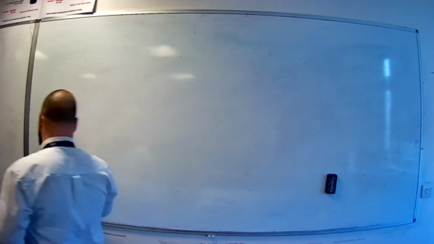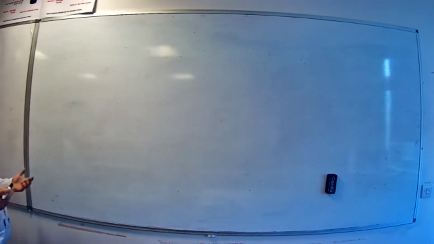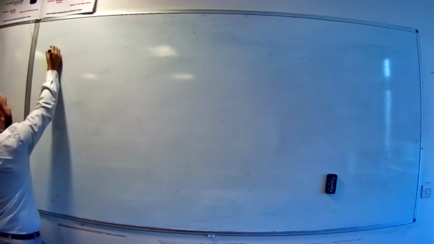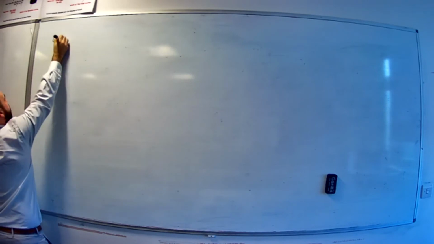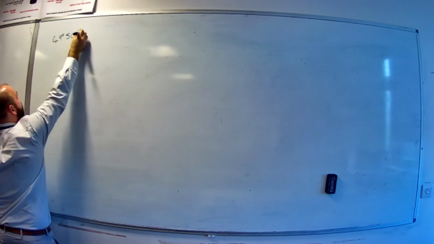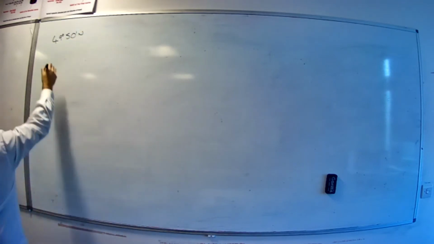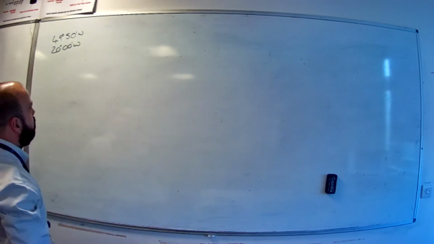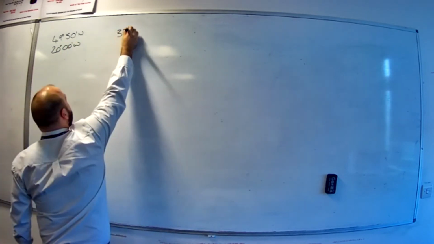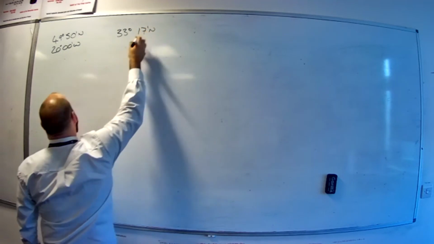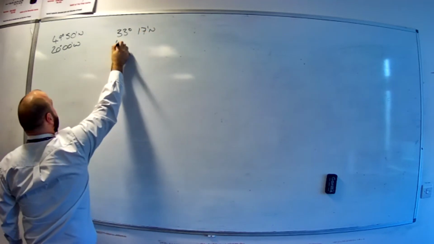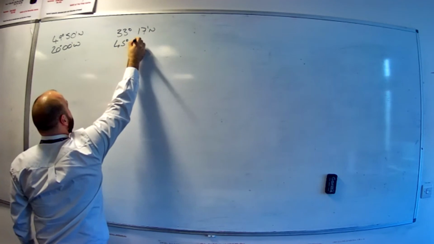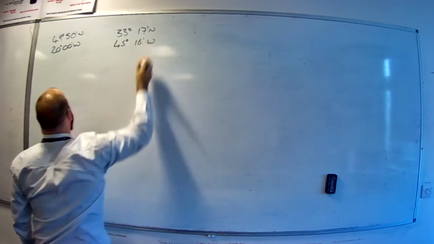Okay. So what we're going to do now is have a quick glance at a question and work through it. So we'll go from, I don't know, 49 degrees, 50 minutes north and 20 degrees west. And we'll go to, I don't know, 33 degrees, 17 minutes north and 45 degrees, 16 minutes west.